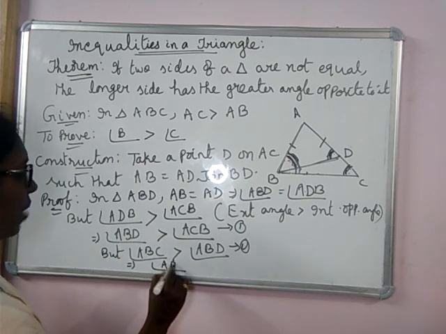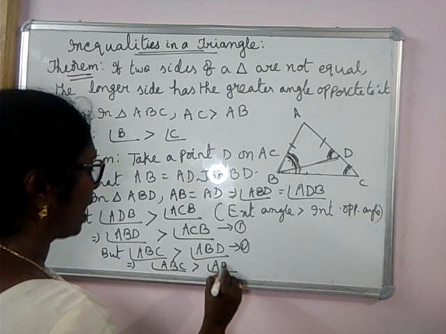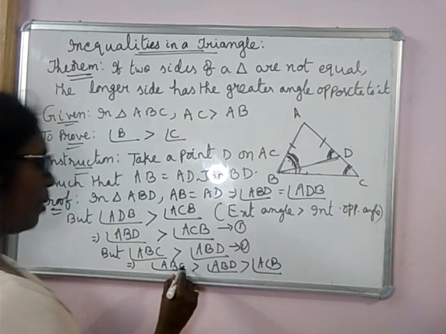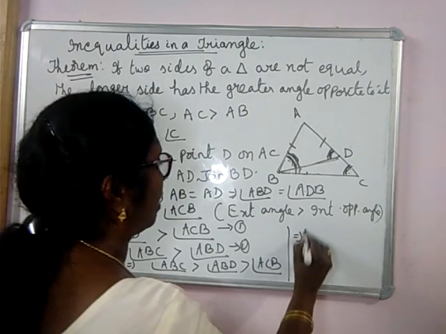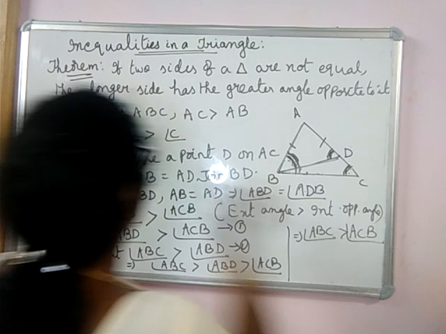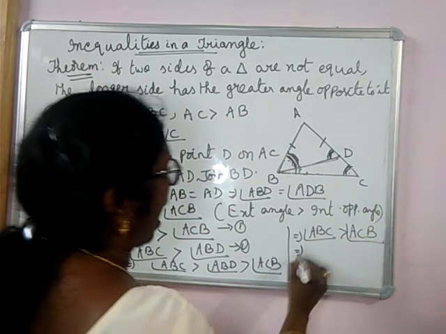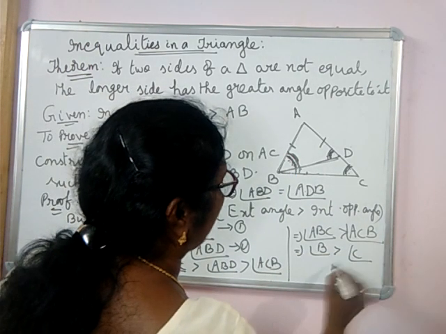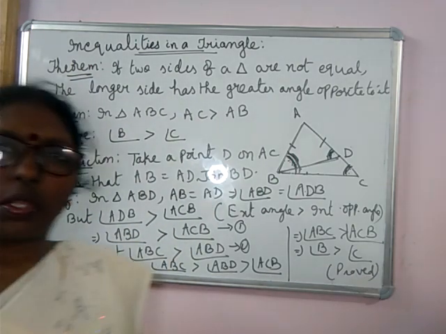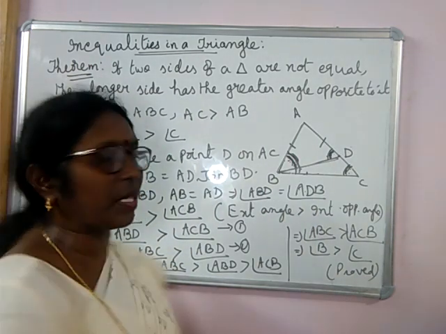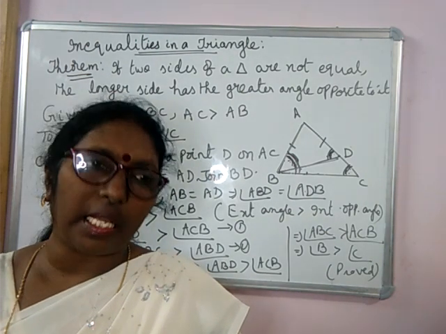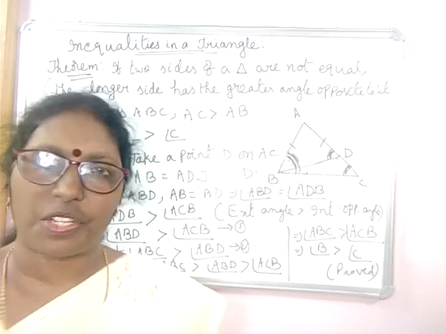That implies angle ABC is greater than angle ABD, which is greater than angle ACB. That means angle ABC is greater than angle ACB. That is, angle B is greater than angle C. That is what is proved. So with this we can conclude that if two sides of a triangle are not equal, the greater side has the greater angle opposite to it.